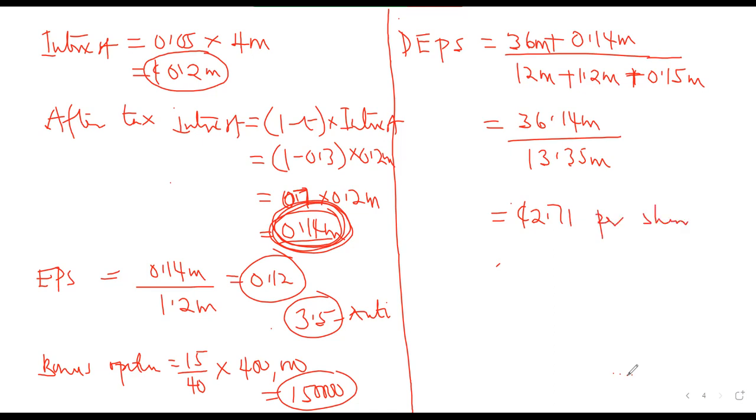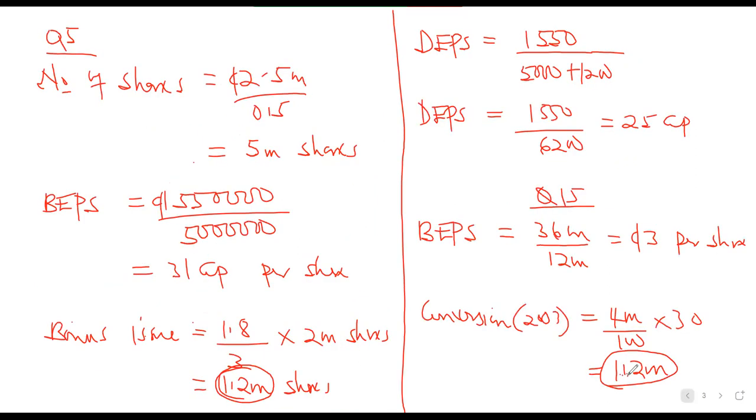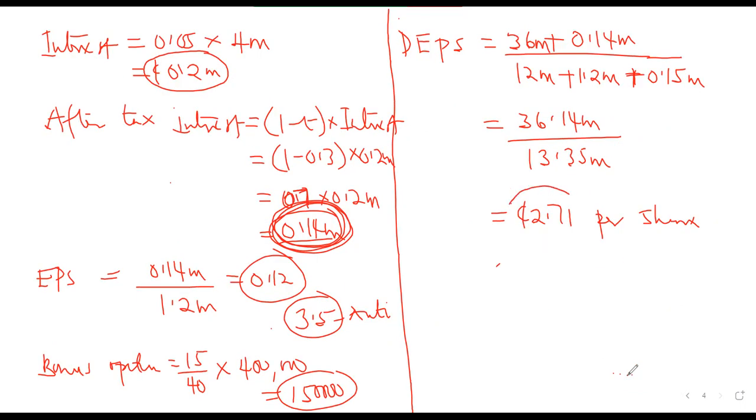Compare this to our previous, current earnings per share. You can see that the earnings per share has reduced. It was first 3, now it is 2.71. So this is telling us that if the instrument should be converted and the options exercised, it is going to reduce our current earnings per share to 2.71. So that is what the diluted earnings per share is about.